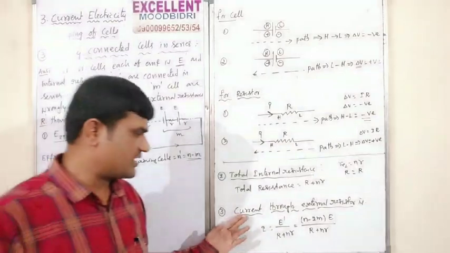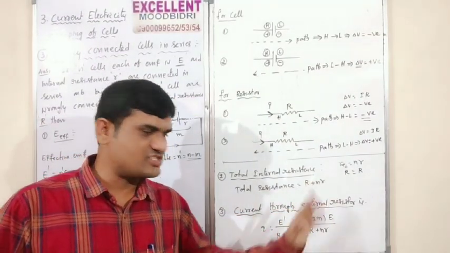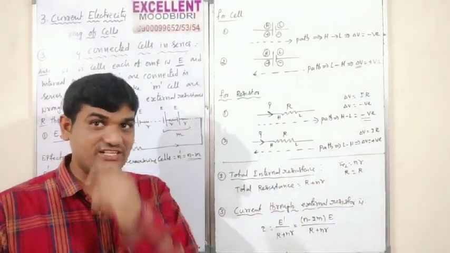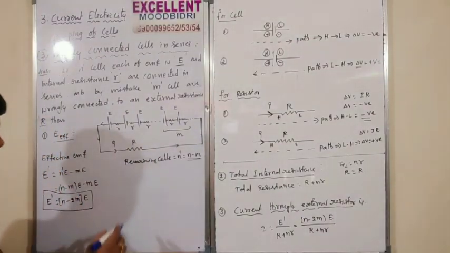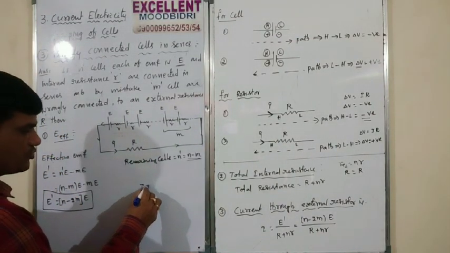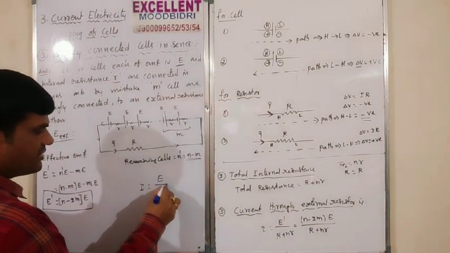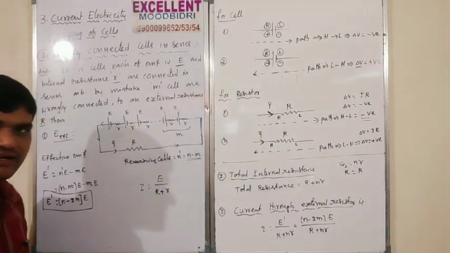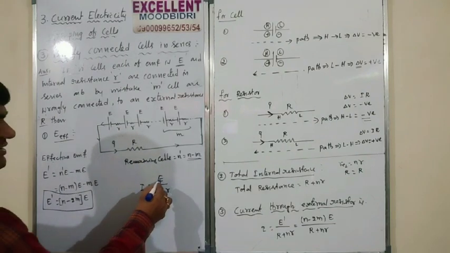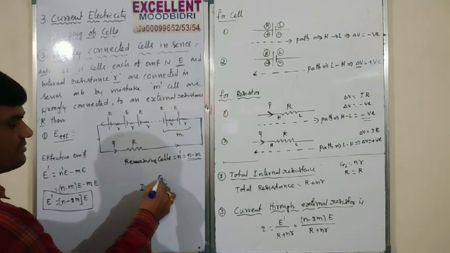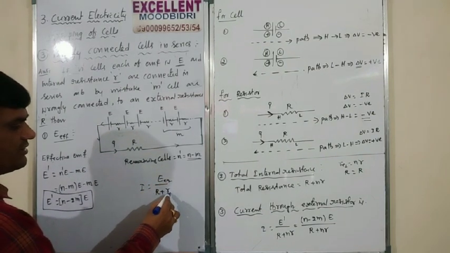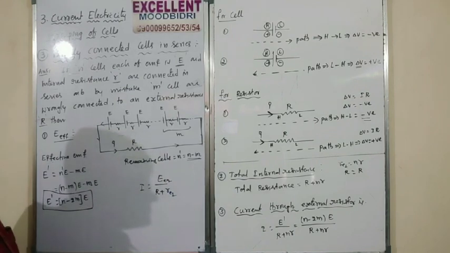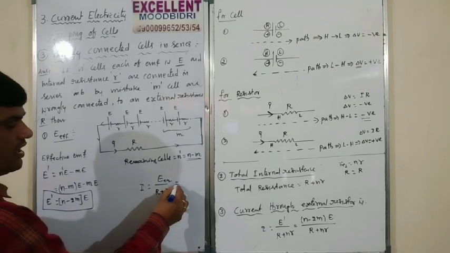Then, current through external resistor. You know the current formula. What is the current formula? I is equal to E divided by R plus small r, correct? But here E means E equivalent, and R means R equivalent, or R effective. E effective, R effective, how much?